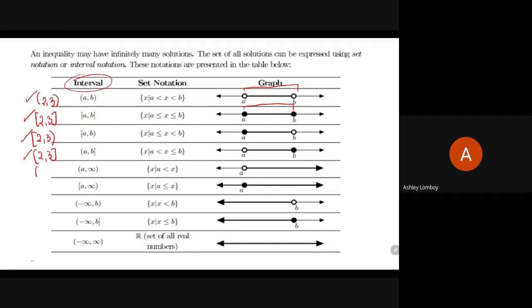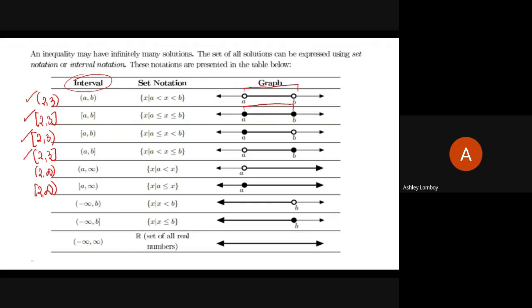Here, when I have (2, +∞), ibig sabihin, hindi kasama ang 2. Lahat ng numbers greater than 2 kasama. Kaya naka-parenthesis ang infinity because we do not know what is the biggest positive number. We don't know what is the biggest number that is greater than 2. When we have [2, +∞), all the numbers greater than or equal to 2 are included. Lahat ng numbers na 2 or mas malaki kay 2 ay kasama.